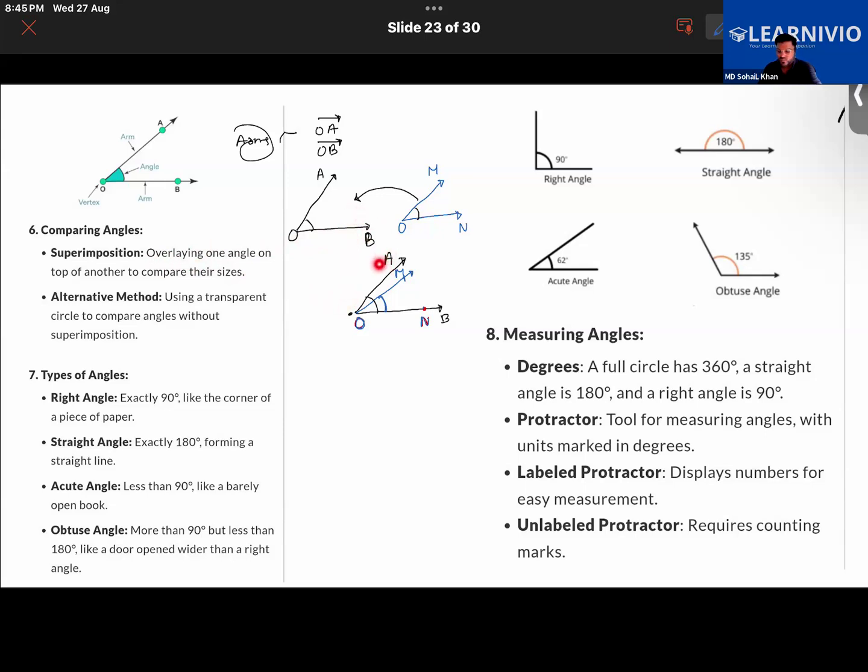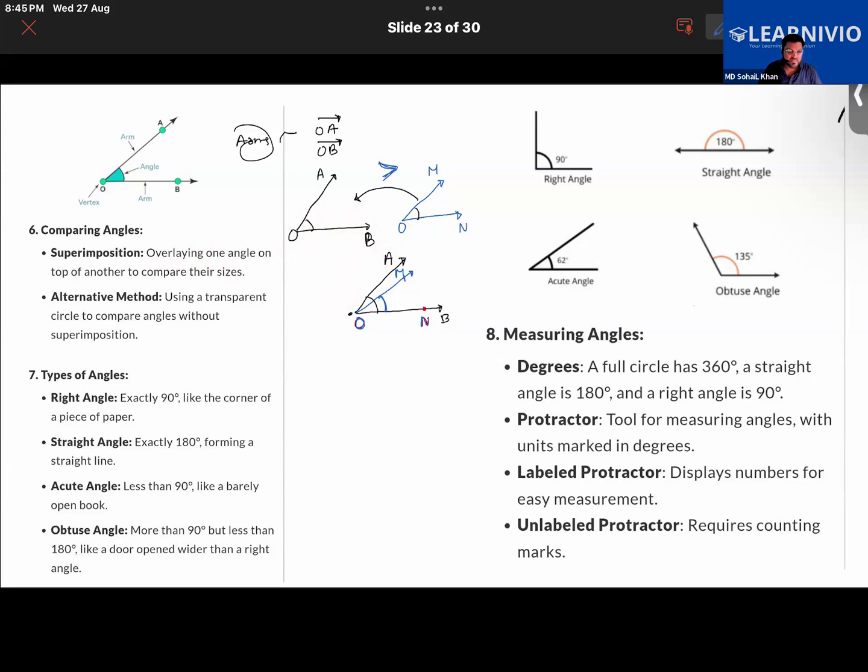Tell me. What's the conclusion? AOB is bigger than MON. Indeed, it is. Very good. This angle is bigger. Good. There's another method also, by using a transparent paper, with which we can also compare them.